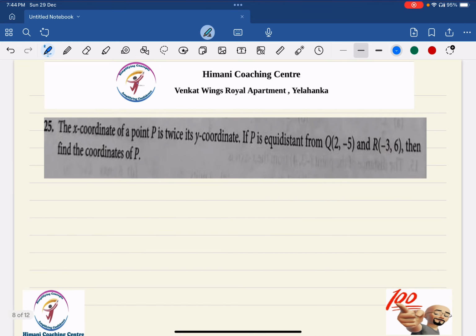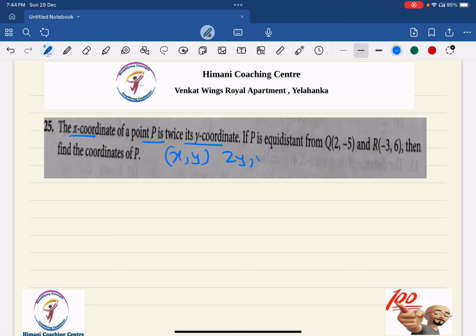Now let us move to the, I think, last question for section B here. It says the x coordinate of point P is twice its y coordinate. See, we have x and y. Now they are saying the x coordinate is twice the y coordinate.